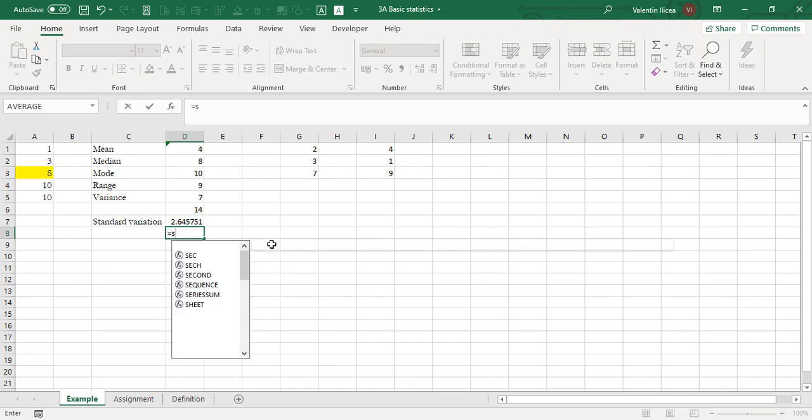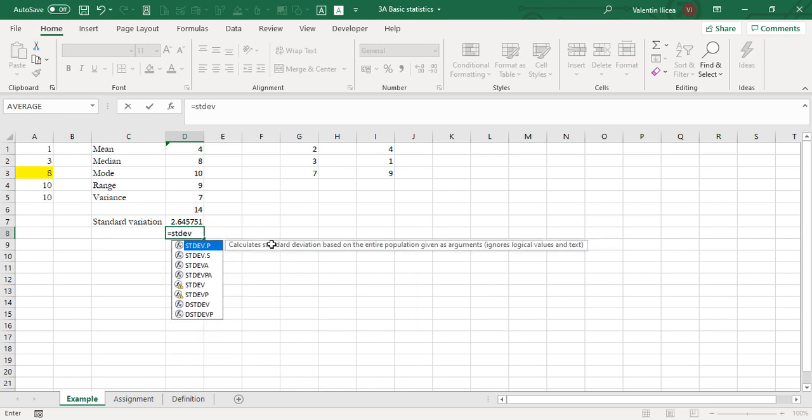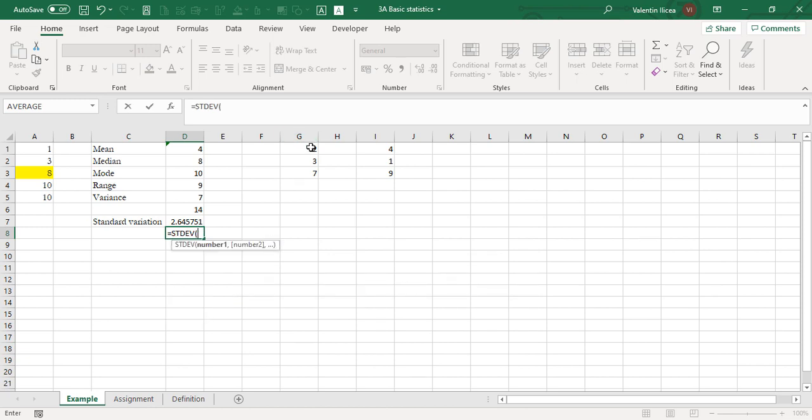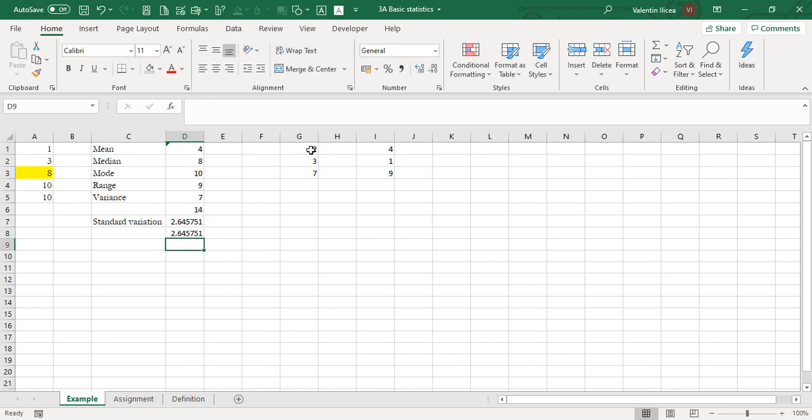For that, you just start typing STDEV and select even this old one, still available. Select your interval. Close the bracket. Okay, hit enter. And as you can see, we obtain exactly the same number for the standard deviation in just one step.